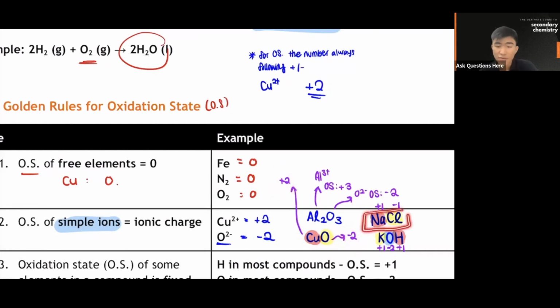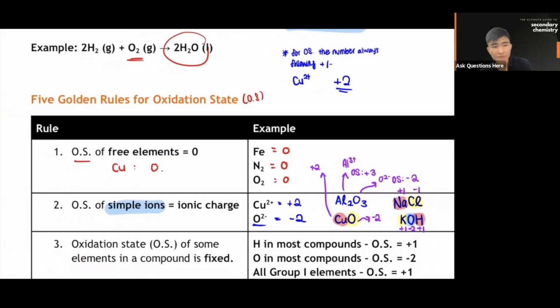If you look at NaCl over here, sodium chloride, you can see that sodium is going to have a plus charge, and chloride is going to be -1 charge, and it will correspond to the oxidation state as well. We have KOH as well, where potassium is +1, oxygen is -2, and hydrogen is +1. So always remember that the oxidation state belongs to the element itself, and it doesn't belong to, for example, the OH minus ion. It is the element itself.